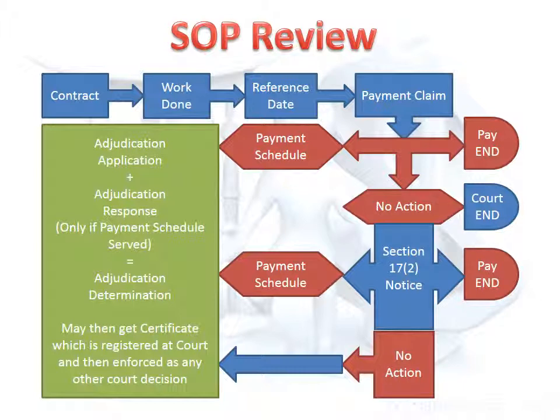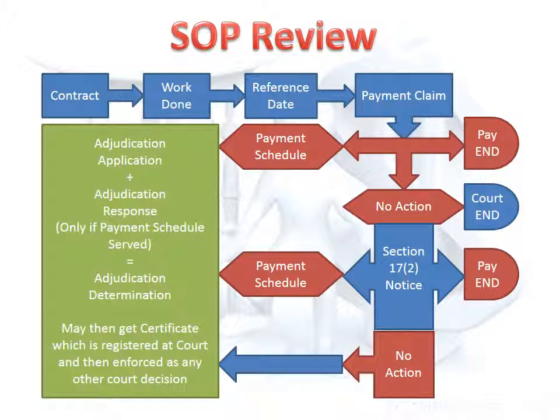If no payment schedule is served, you may apply to the court for an order, or you may serve a Section 17.2 notice of your intention to go to adjudication. If you serve a Section 17.2 notice, it must be served within 20 business days from the date due for payment of the payment claim. The client has another opportunity under the Section 17.2 notice to serve a payment schedule within 5 business days.